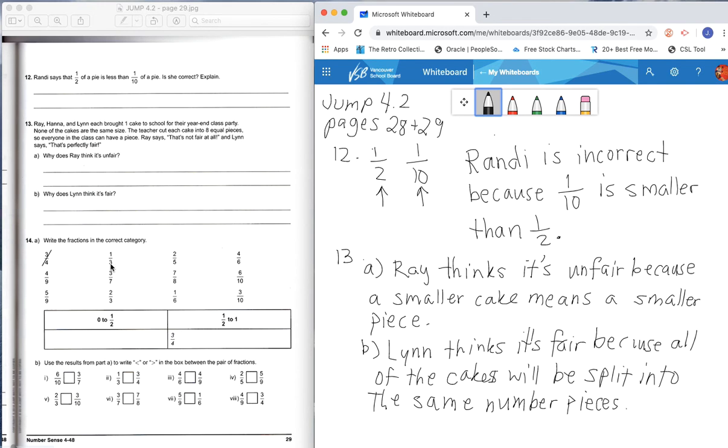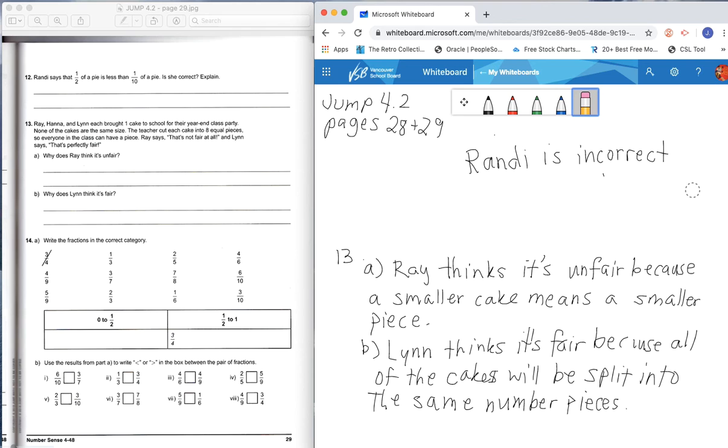Okay. Number 14A. Write the fractions in the correct category. Okay, so there's one category that's 0 to a half, and then one category that's a half to 1. And the first one's done for you, so 3/4 is here, so they cross it out. So make sure you cross out as you go so that you know you've got them all. All right, I'm going to erase, and then we can do a few together so that you know what to do.